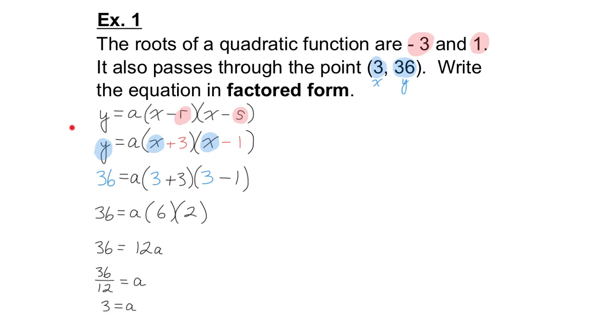I can go back to my original equation, and I can put 3 here, and then I'll have my full equation for my quadratic function. So the equation is y equals 3 times x plus 3 times x minus 1. I now have an equation for my quadratic function based on what the roots were. I knew what the roots were, so I put them in for r and s, and then I used another point on the function, substituted my values for x and y, and then I solved for a. Once I know what a is, I can write the full function.